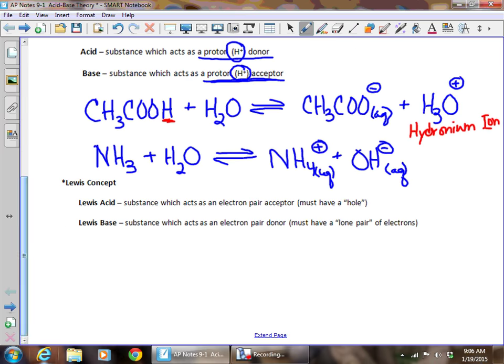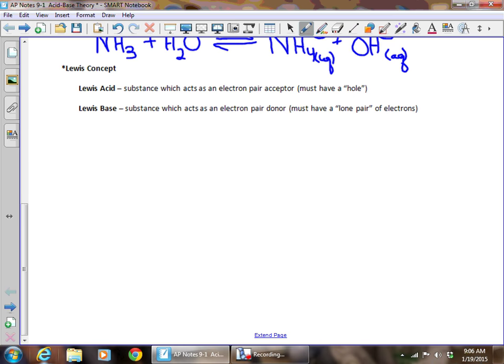Now, we didn't say much about the Lewis concept. We did talk about it a little bit when we were talking about ligands and complex reactions. But Lewis acids and bases are defined based on whether they are an electron pair acceptor or an electron pair donor. Two of our prime examples are BF3, and BF3 looks like this.